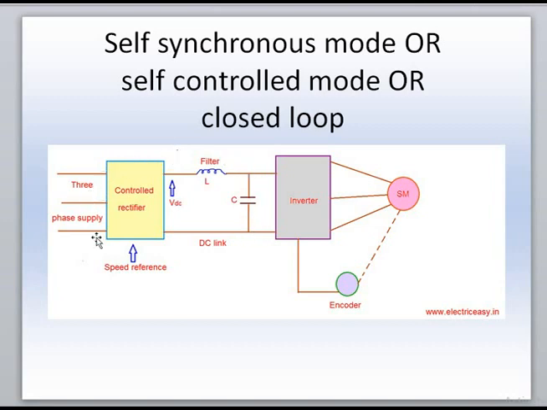That means a DC supply is given to the inverter, and then the inverter converts to AC, which controls the motor. There is nothing but a simple DC motor. Only thing is, here we are using an inverter, which converts DC to AC. That means this inverter block will act as a commutator. Commutator is nothing but which converts AC to DC or DC to AC. Here this inverter block will act as a commutator for this motor.